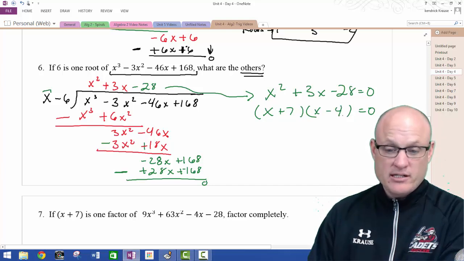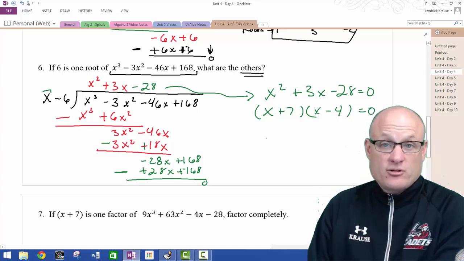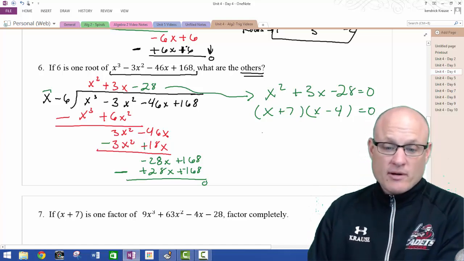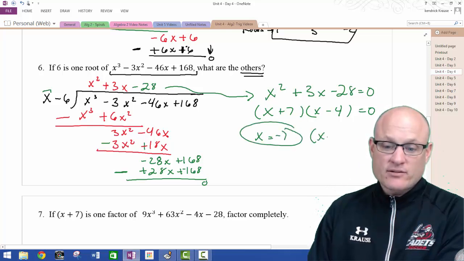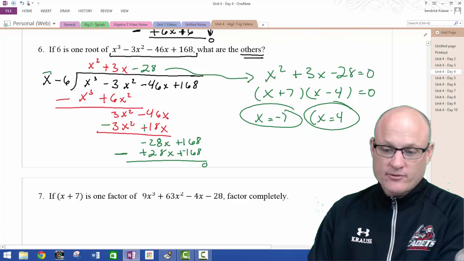That shouldn't have been any guess. But I'm not done there, because if it asked for what the other factors are, I'd be finished. But it asked for the other roots. So my other roots are x equals negative 7 and x equals positive 4. Those are my roots, and I'm done. Those are the other two answers.